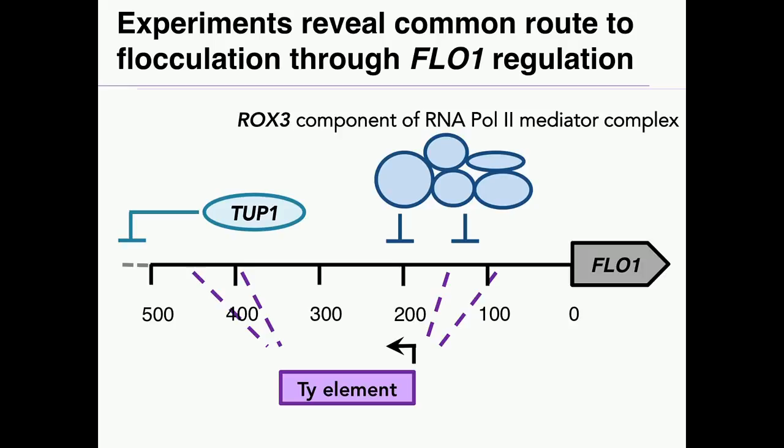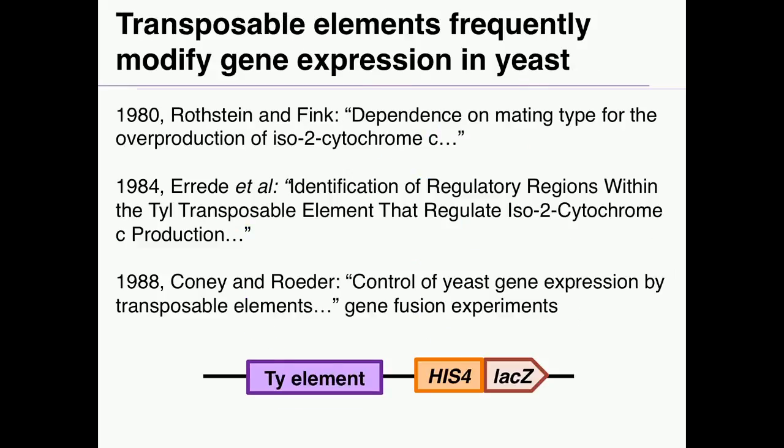And there's a long history in the field of transposable elements frequently modifying gene expression in yeast, actually starting as early as 1980 with our esteemed speaker from earlier this evening, Rothstein, who found an overexpression mutant of iso-2 cytochrome c that turned out to be due to a transposable element insertion in the promoter. And studies onwards from that and into very recent papers have tried to identify which components of the transposable element are responsible for this activating behavior.